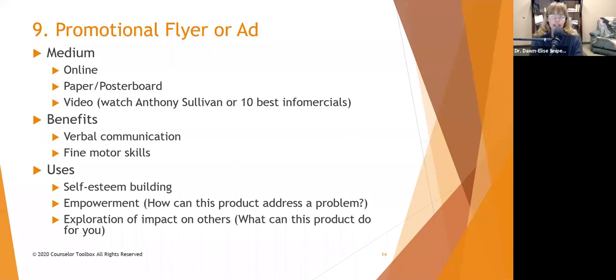Anthony Sullivan was somebody who used to do infomercials a lot, and he could sell sand to a man in the desert. Go on YouTube and you can find videos of Anthony Sullivan, or search for something like the 10 best infomercials. Have clients watch those so they get an idea about what they might want to do, and they can promote themselves or they can promote the group, or they can promote a concept.